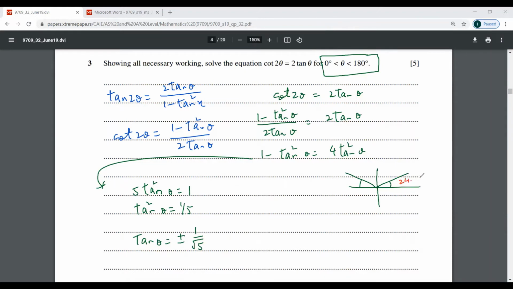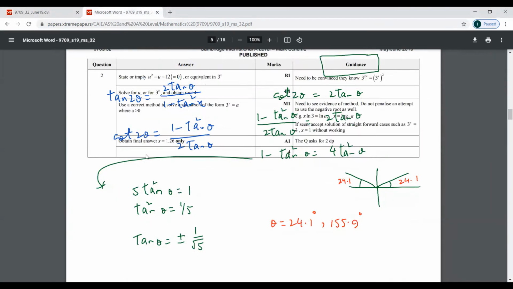24.1. Yeah, 24 to 1 decimal place. For the angle, we write the angle correct to 1 decimal place. So this theta over here is 24.1. And 180 minus 24.1 is 155.9 degrees.